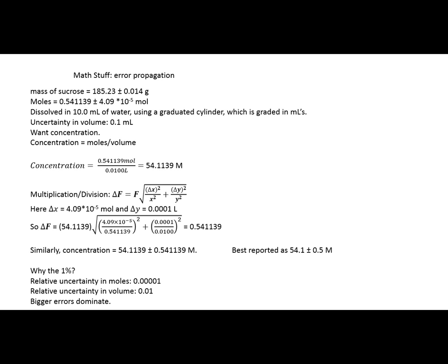Most of those significant digits don't really matter in the uncertainty, though, so it's best reported as 54.1 plus or minus 0.5 molar sucrose, which, if you think about it, is about 1%. So why do we have that 1%? Well, if we look at the relative uncertainty in the moles, it's very, very small. If we look at the relative uncertainty in the volume, it is 1%, basically. And the bigger errors tend to dominate.